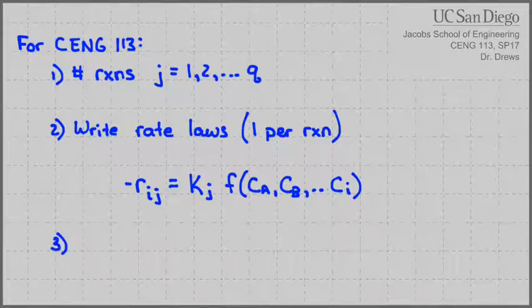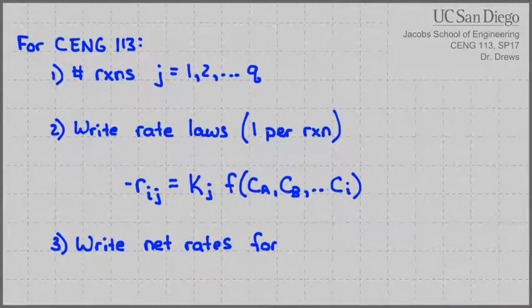step 3, is to write the net rates. So the net rates are for each species. So we start off writing something about all the reactions, and then we write something about all of the species. We start off with the rate law for each reaction. Now, once we have one of those for each reaction, notice I left the I in there because it could be for any of the species. You only have to write it down for one of them.